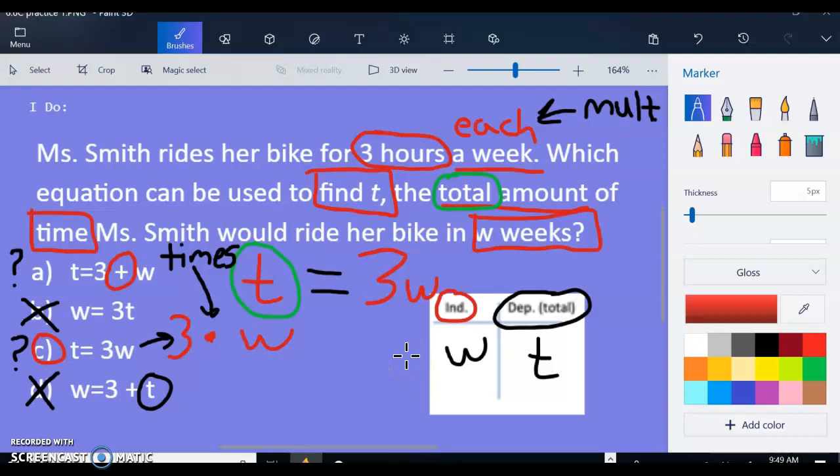So take a minute to look over this equation. All right. Remember, the dependent variable is going to be our total. This total depends on the value of W. Remember, your independent variable is going to be the variable that is attached with your value. Okay? So your T, your total amount of time, would be 3 hours times the amount of weeks, W. All right. Well, here's the first question for you.